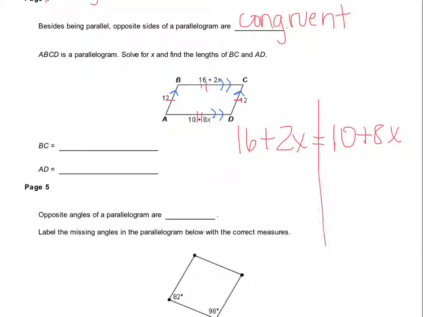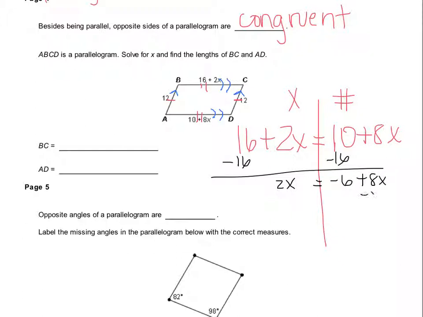I can solve this for x, which means I want to get my x's on one side and all of my numbers on the other. So the first thing I'm going to do is get rid of this 16. So I have 2x is equal to 10 minus 16, which is negative 6, plus 8x. Then I'm going to subtract my 8x from both sides. So I know that negative 6x is equal to negative 6. And the last thing I'm going to do is divide both sides by negative 6. So x equals, well, negative 6 divided by negative 6 is not 0, it is 1.